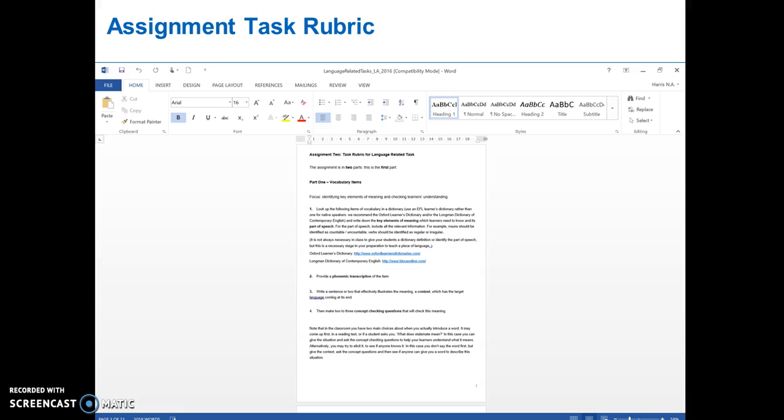The first one is requiring you, with the use of a good learner dictionary, to look up the meaning of each vocabulary item that is in the assignment and to identify its part of speech, be it a noun, a verb, or an adjective. And this is information that is readily available in a good online learner dictionary. They're also obviously available printed. You can buy them. And we recommend the Oxford Learner's Dictionary and the Longman Dictionary of Contemporary English.